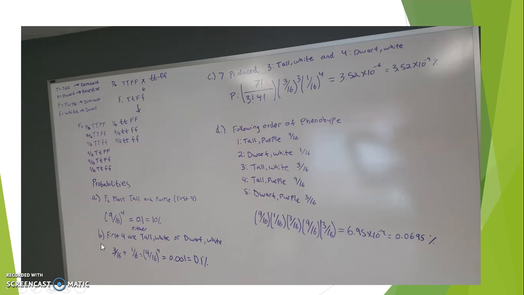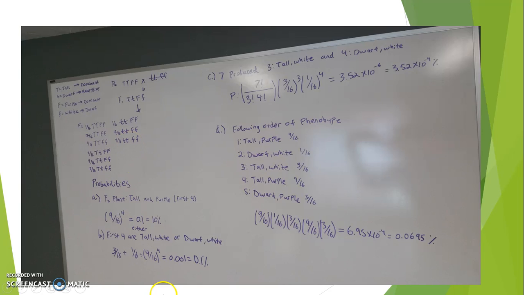And then part B asks, what is the probability that the first four are either tall and white or dwarf and white? And so for the first four, you have to figure out the probability of each. So you have to figure out the probability of tall and white. Tall and white is going to be right here, big T, little f, and then big T, little f, and that adds up to 3 out of 16. And then dwarf and white, which is this genotype right here, little t, little f.